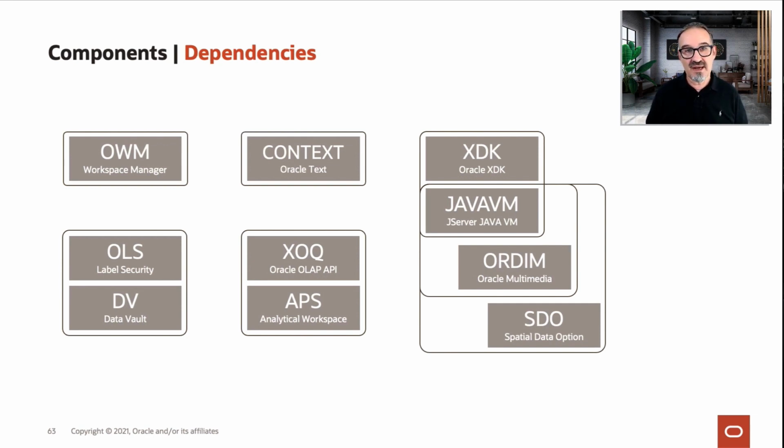The interesting part is everything grouped around Java VM. So Java VM is the OJVM, the Java Virtual Machine Database. And when you have ORDIM multimedia, which is desupported now, but still a core component is there, even though the API is gone, it depends on Java VM. So I can remove ORDIM, but if I remove Java VM, I remove automatically ORDIM and in addition, always also Spatial Data Option, SDO, because also that depends on Java VM. And the same applies to the XDK. When I remove Java VM, the XDK needs to go as well because it relies on Java VM.